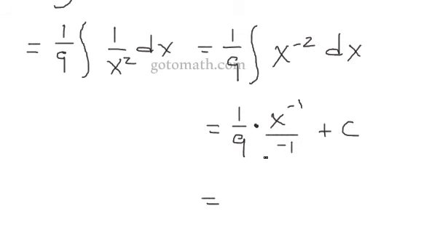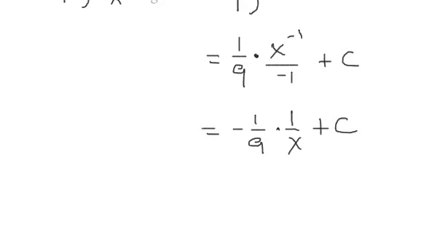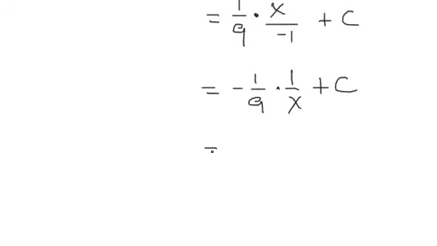Yeah, that can get kind of confusing. Now I'm going to take the negative and just bring it out front. And of course, bringing this back down, plus c. Now remember, we can always check our work on this. I'm going to go ahead and just rewrite this. This is negative 1 over 9x plus c.